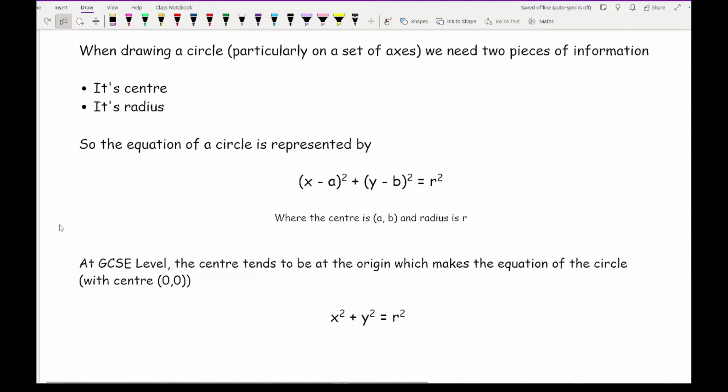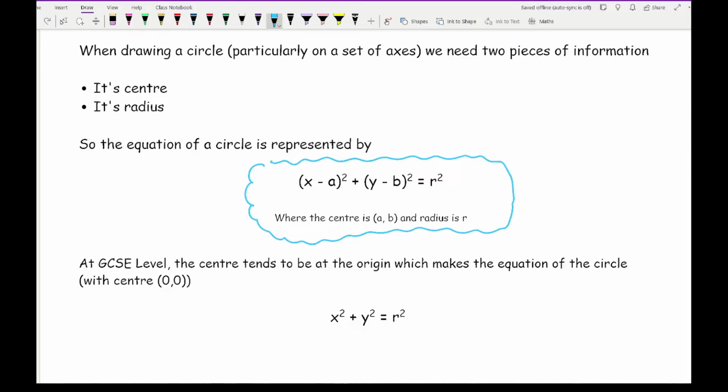So when drawing a circle, particularly on a set of axes, you need two pieces of information. One of them is going to be the center of the circle, and the second is going to be the radius, because obviously all circles are going to be similar shapes. Now the equation of a circle is represented by this formula here. Now this formula is the equation of a circle when you know the center and when you know the radius, and that's where we substitute our a and b values and our r values, and then you're left with an equation involving x's and y's.